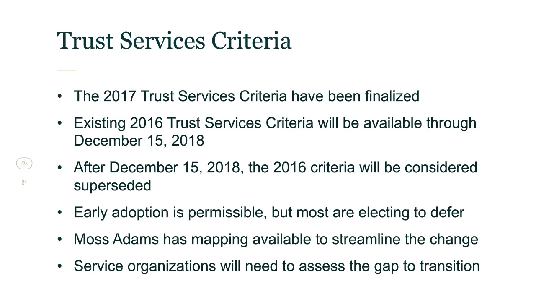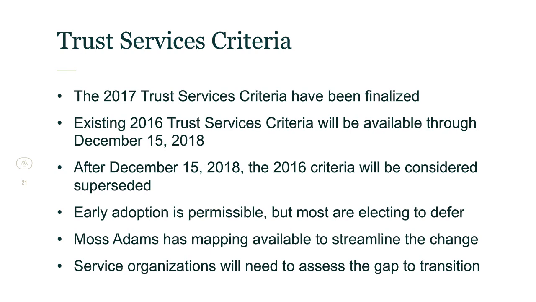And what this is doing is having two sets of criteria in the market for a temporary period of time. There's the existing 2016 criteria, which are now known as TSP Section 100A, and those are being replaced by the 2017 Trust Service Criteria, TSP Section 100. So it's important as people are reading the reports and looking at opinion letters, understanding what they're reviewing, to look at that delineation. The 2016 criteria are still permissible to be used up through periods ending December 15th, 2018.